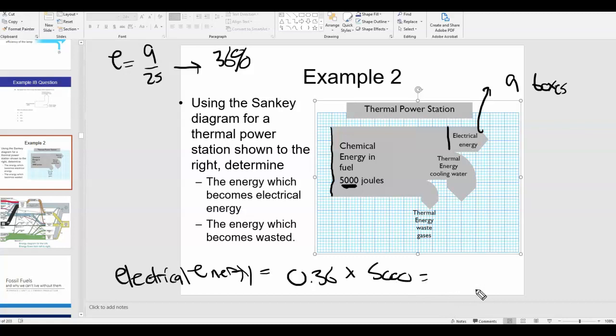This is showing you a slightly more complicated Sankey diagram example. Honestly, Sankey diagram problems are not really difficult, but this is just showing you something a little different than what we've seen before. That would be 1800 joules, and then we want to know how much is wasted. Well, of course, that would be everything else, so that would be 5,000 minus 1800, which is 3,200 joules. That's wasted.